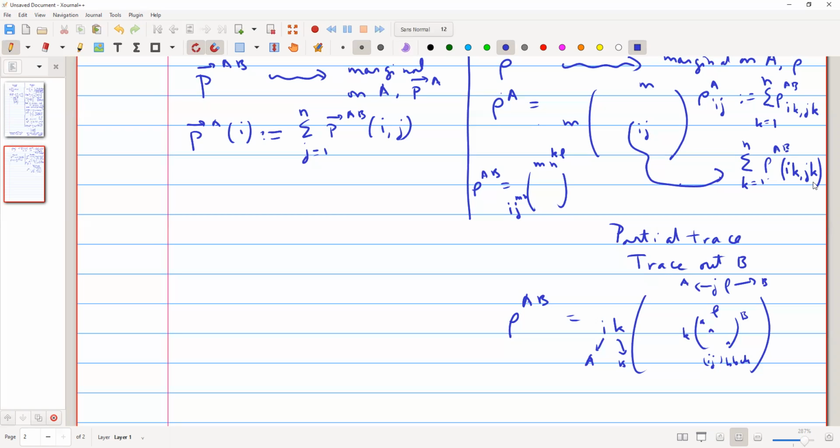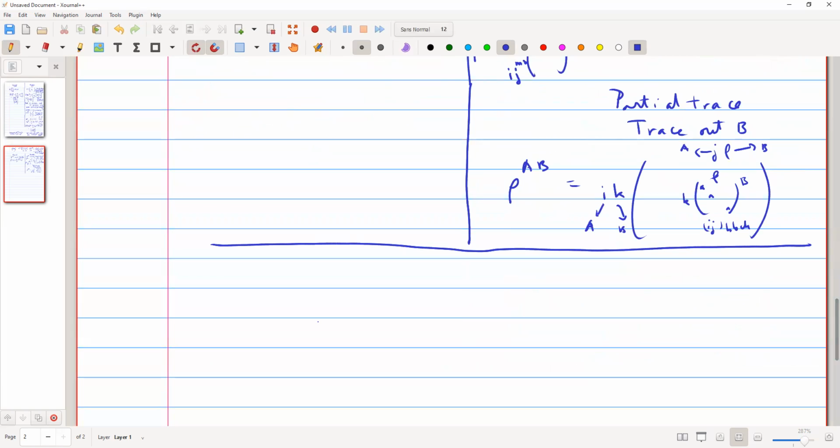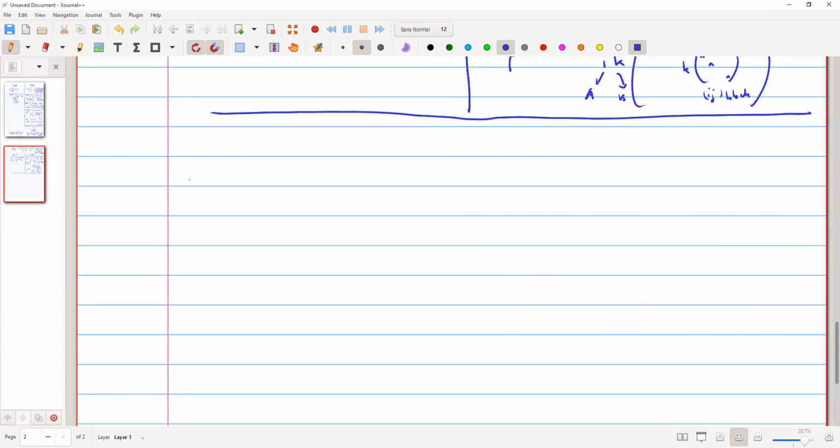Okay. So it requires considerable insight to understand why this is the correct definition of the marginal, which you'll slowly develop as our course proceeds. But let us look at some properties of the partial trace. Algebraic properties of partial trace. So now let us say I have M on the system A.